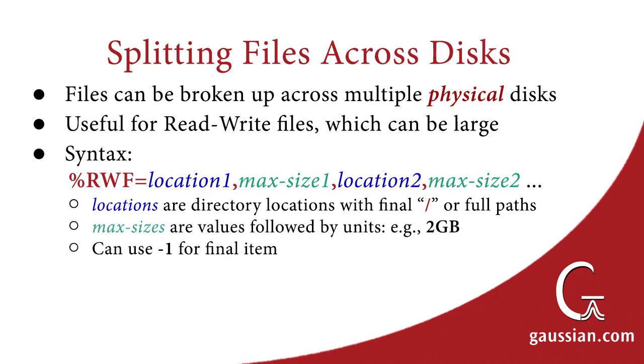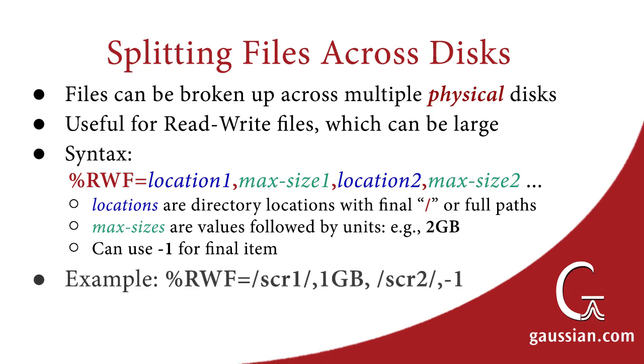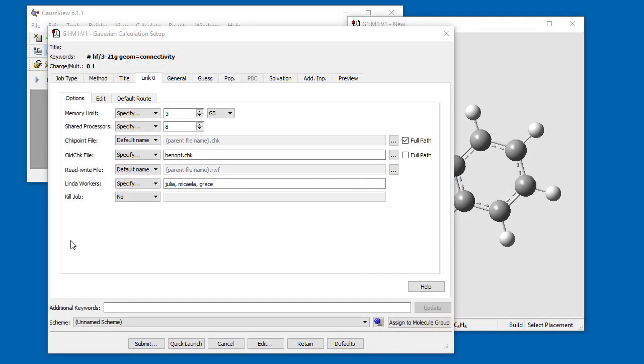Each location in the list is followed by a value specifying that segment's maximum size, for example, 4GB. The special value of -1 can be used for the final item to let Gaussian determine the size. This example shows that the read-write file should use two directory locations, in the SCR1 directory and the SCR2 directory, using the auto-generated name in both cases. The first segment has a maximum size of 1GB. We can also specify the %rwf directive using GaussView, as we do here.